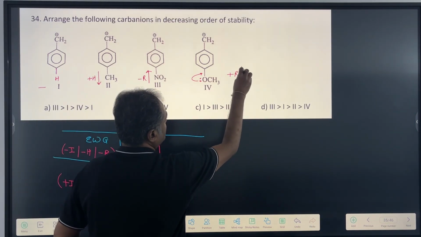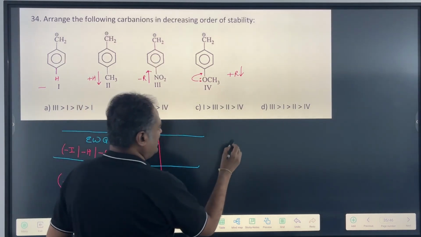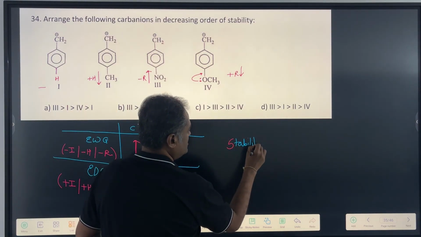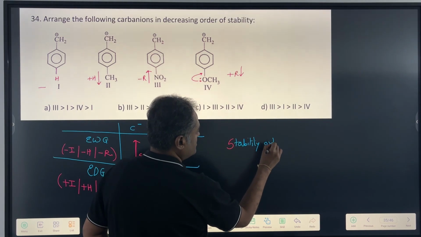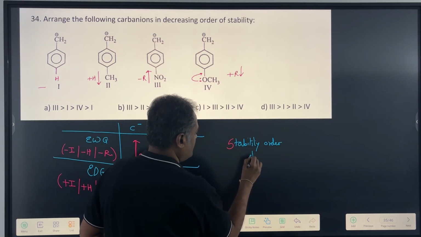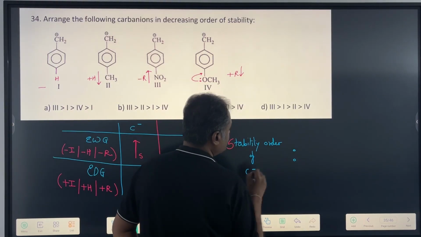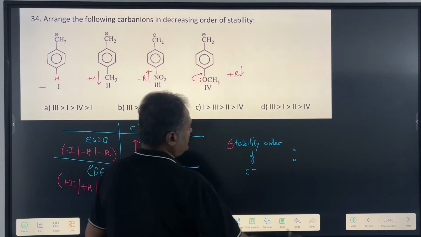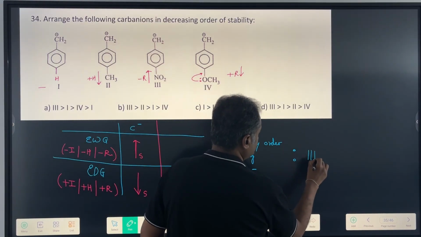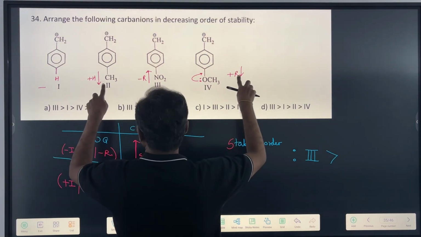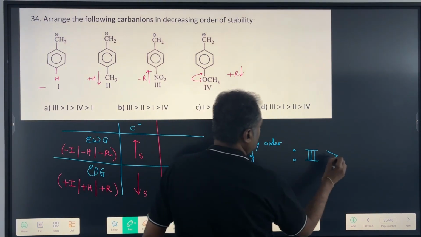Is it clear? So, the stability order of C minus should be like this. The one which is most stable is the third one. Then both of the others are decreasing. So the first one should be the answer.